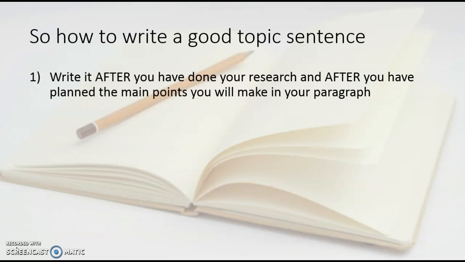So how do we write a good topic sentence? Well, first of all, don't plan your topic sentence first and then write your paragraph. First of all, you do your research, you plan your paragraph, you know exactly what it is you will write about, and then you can write your topic sentence. You could even write your topic sentence after you've written the evidence and how it relates to the question. In this way, you can make sure that your topic sentence exactly matches the information that you've written in your paragraph.